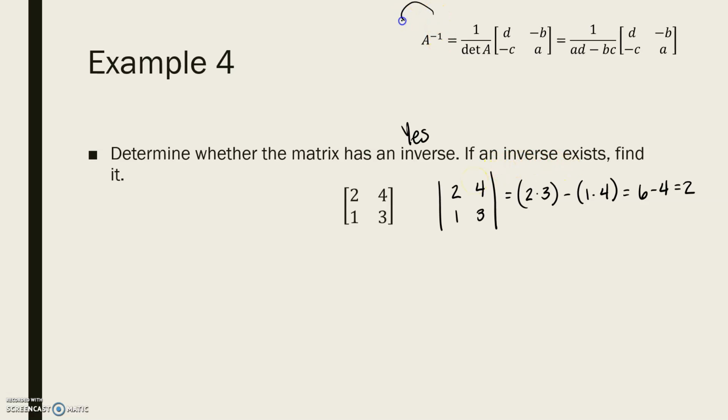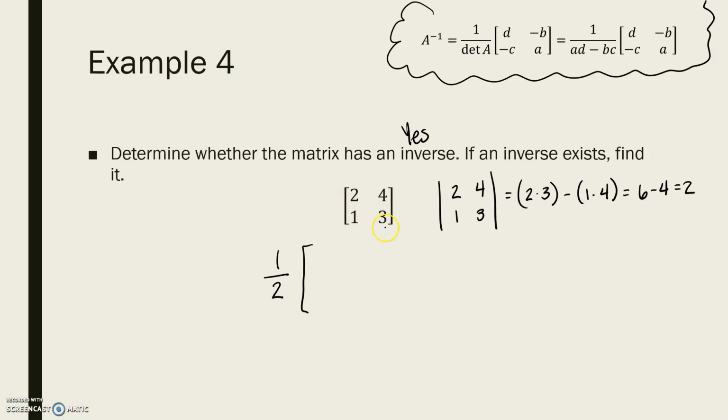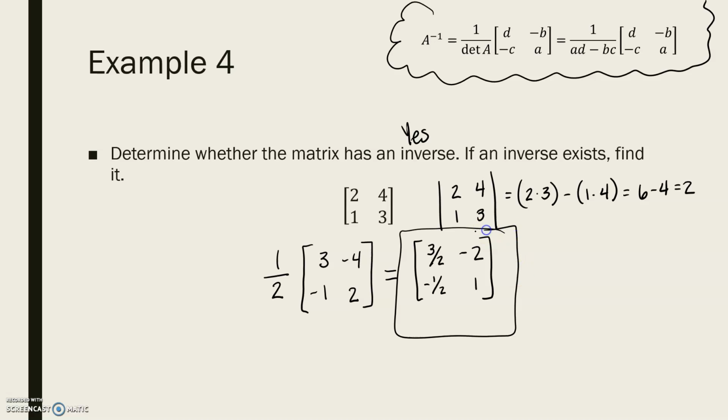I put our little formula up here as a reminder that we are going to need the determinant, and we're going to do 1 over our determinant, which was 2. And then I'm going to multiply this by switching the order of these two. I'm going to put 3 and 2. On the other diagonal, the numbers stay where they are, but I change their sign. So I'm going to get -1 and -4. And now it's just scalar multiplication. I'm going to multiply everything in that matrix by 1/2. And I get 3/2, -2, -1/2, and 1. This would be my inverse matrix.